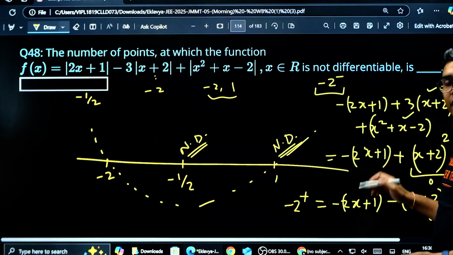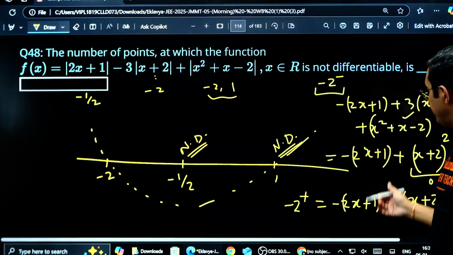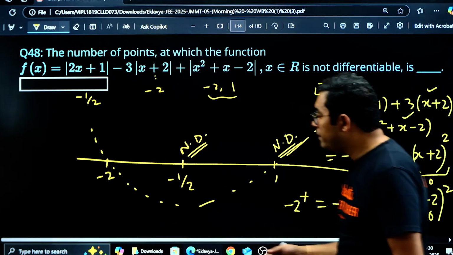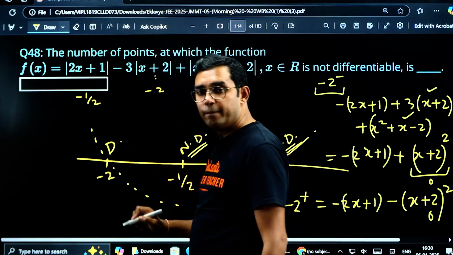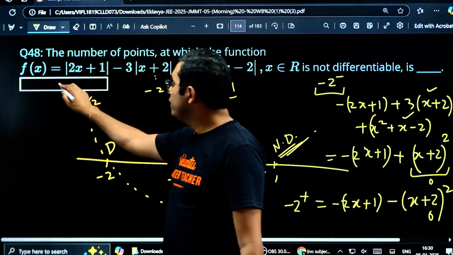Only because of this you will get the derivative for the left side also, right side also, but they both will be the same, -2, -2. So I think this function will be differentiable at -2, but it is not differentiable at -1/2 and 1. So the number of points they are asking will be 2.